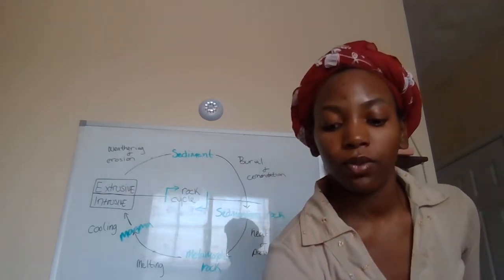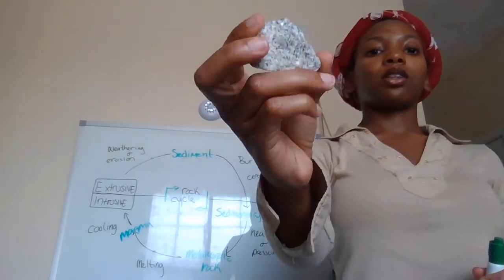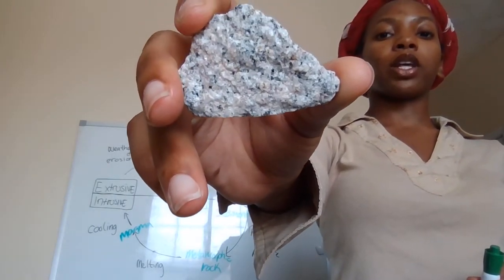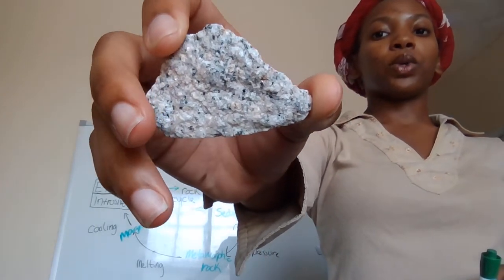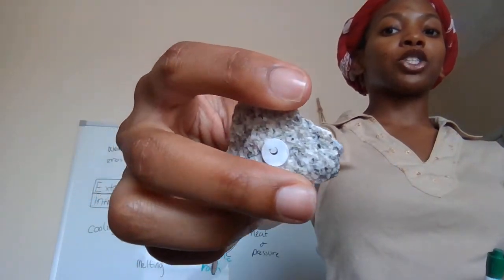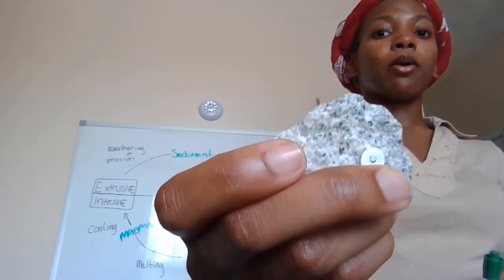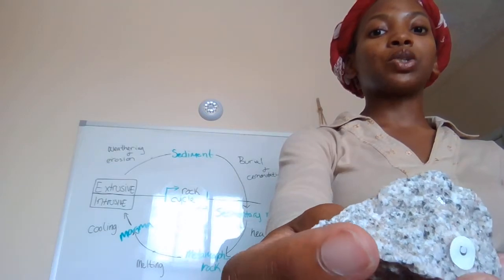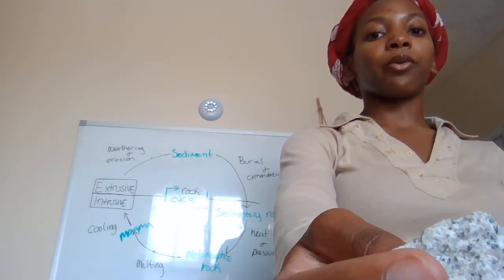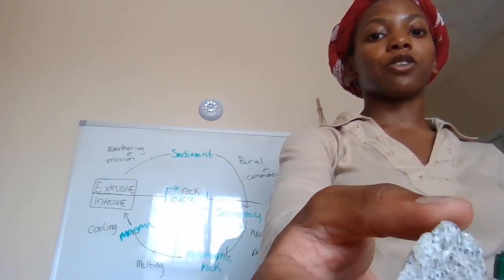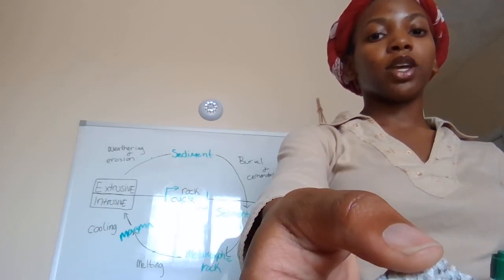You can see this is granite and it has a phaneritic texture. We know that this has a phaneritic texture because you can see the different minerals within it individually. Like this probably has biotite as well as feldspar in it.